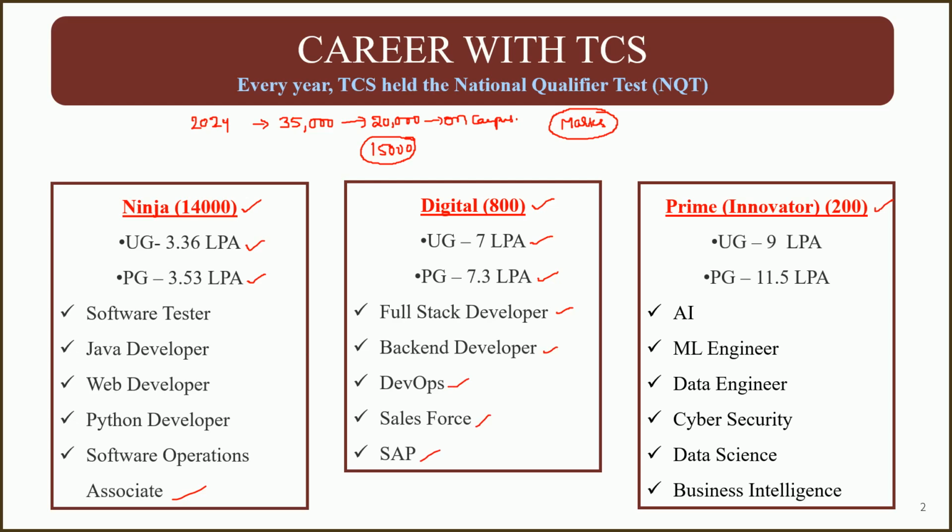Now, coming to the Prime or Innovator role, this is nothing but the scientist role. For UG, the package will be 9 lakhs per annum, and for PG it is 11.5 lakhs per annum. You have to innovate or find new things related to AI, artificial intelligence, and you may be selected as ML engineer, data engineer, cyber security, data science, and business intelligence.